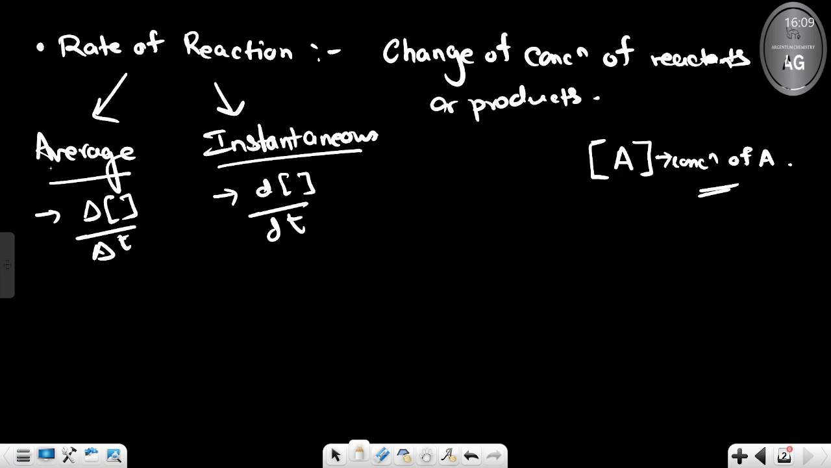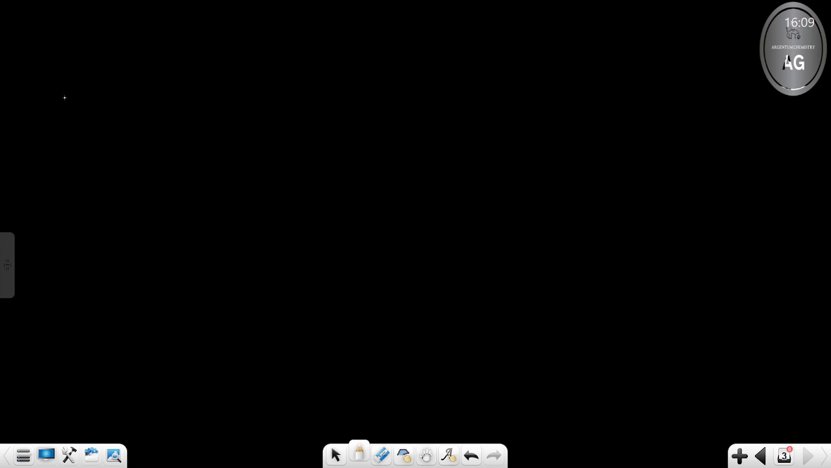Rate of reaction is divided into two types, average and instantaneous rate. Understood? Okay. Now, how to write this rate? How to write the rate? See here, the rate of the equation. Suppose there is a reaction A plus B forms C plus D.